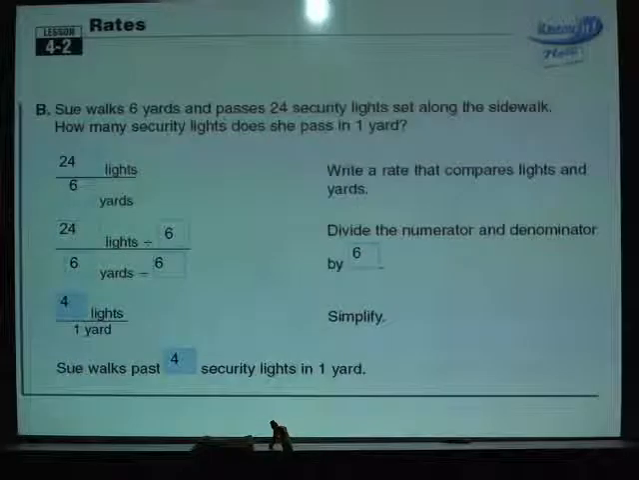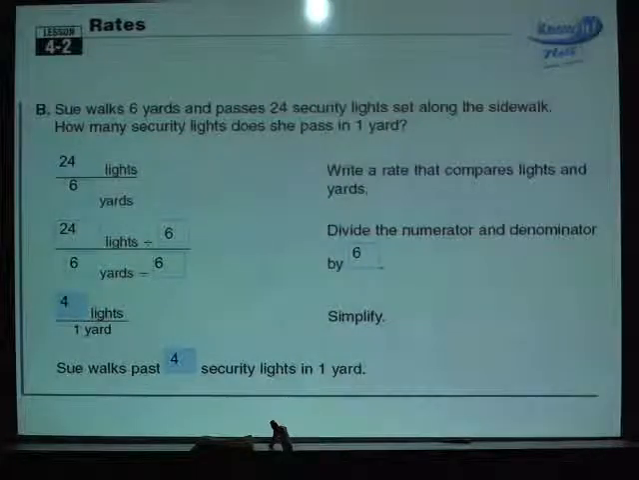In the B question, it says Sue walks 6 yards and passes 24 security lights set along the sidewalk. How many security lights does she pass in 1 yard? Since they're asking me about 1 yard, we know the yards is what they want to put in the denominator of this fraction. The top then is going to be the other thing, which is the 24 security lights. So we're going to set up our fraction with 24 lights over 6 yards.